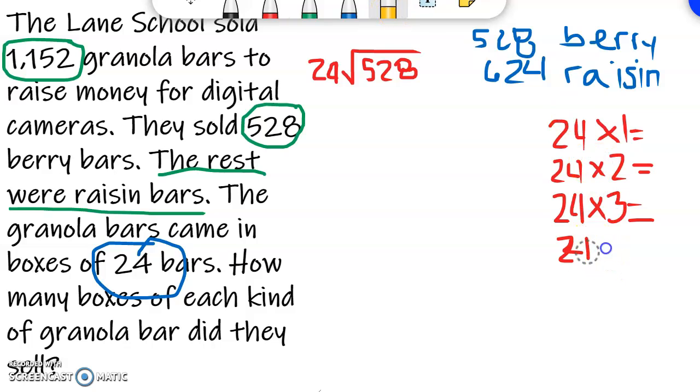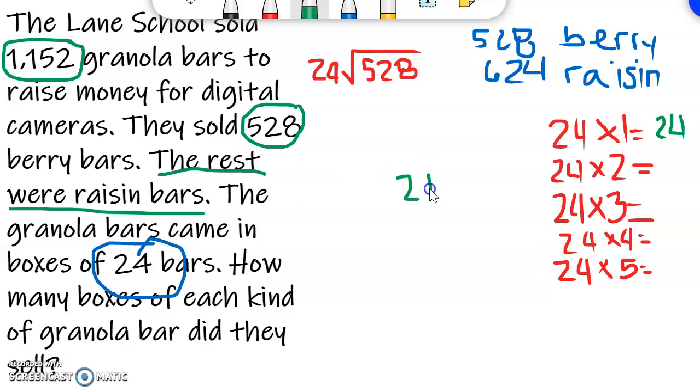Oh, that looks messy. I can't tell that that's 24. So let me rewrite that. 24 times 4. And then 24 times 5. Now I could also use repeated addition. Well, any number times 24 is itself. So 24 times 1 is 24. And now I get to 24 times 2, okay? 24 times 2. 4 times 2 is 8, and 2 times 2 is 4. So I'm going to put my 48.